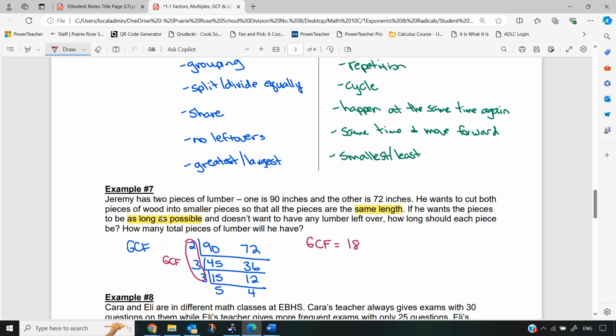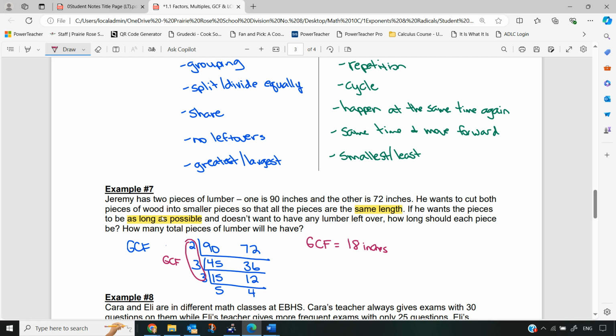All right, so I used the alternative method for this particular example, and I have that the GCF of 90 and 72 is 18. So that means that each piece of lumber, once they're cut down, is going to be 18 inches in length. So that's the answer to my first question. How long should each piece be? It will be 18 inches.